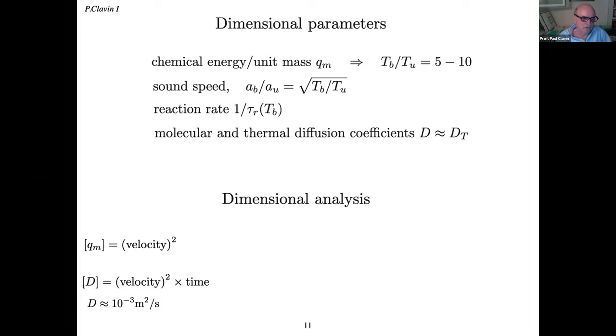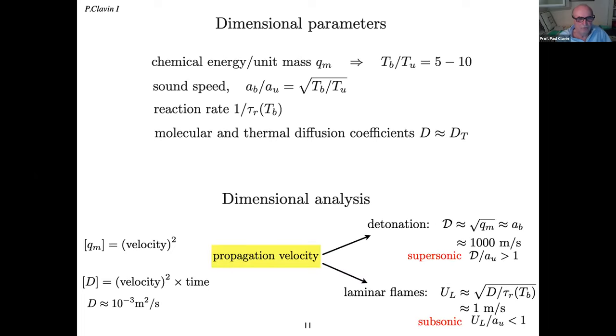So recalling that the heat release per unit mass is a velocity squared, it's clear that you can first construct a velocity by the square root of the heat release Qm. This gives you typically the sound speed in the burnt gas. So it's a fast propagation, close to 1,000 meters per second, and it is clearly supersonic considering the sound speed in the fresh mixture. This is not so far from a detonation, from the velocity field.